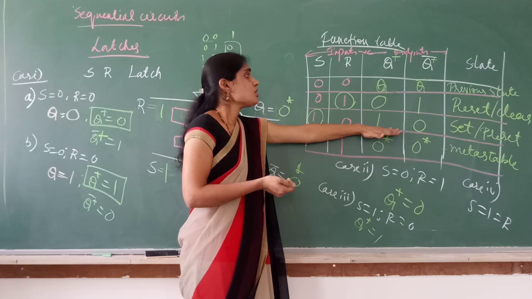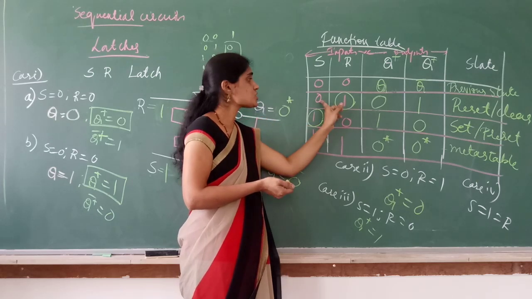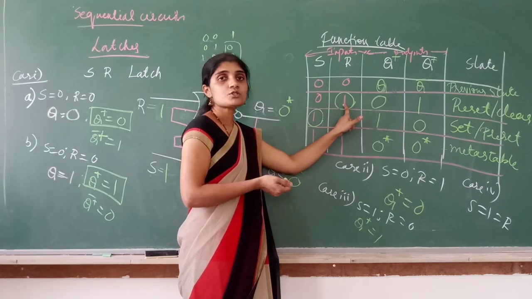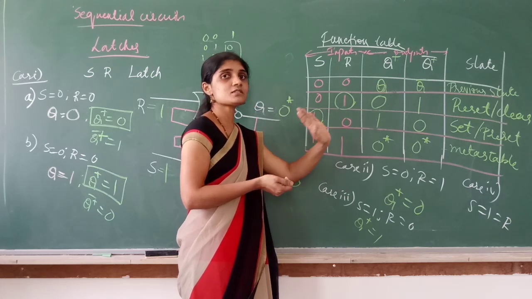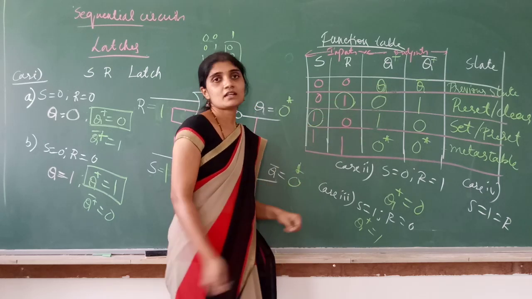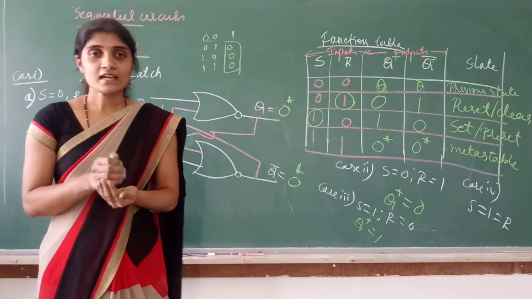So, how will you store 0 in SR latch? You give 0, 1. How will you store 1 in SR latch? You give 1, 0. How will you retain the previous bit? By giving S as 0, R as 0. So, this is the SR latch.